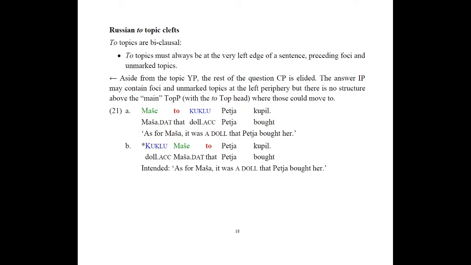Then tautopics must always be at the very left edge of a sentence, preceding foci and unmarked topics, even though, again, ordinarily there is no such restriction for topics in Russian. We propose that that is because, aside from the topic YP, the topic constituent, the rest of the question CP is elided, so no topic or focus can survive from that part of a sentence. And then as for the answer IP, we suggest that although it may contain foci and unmarked topics at the left periphery, there is no structure above the main top P with the tautopic where those could move to. So essentially the question is the topmost element in a sentence and there is no position above it. So all those topics and foci from the answer clause must stay within that answer clause because there is no place for them to move to.